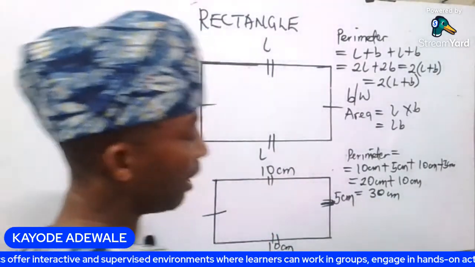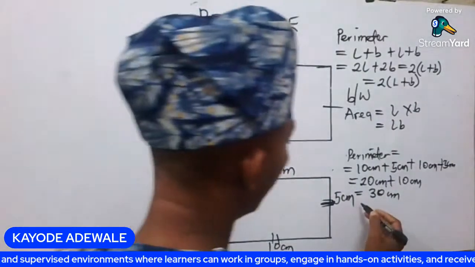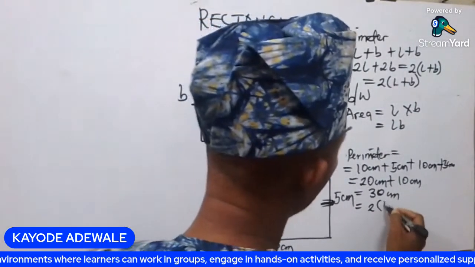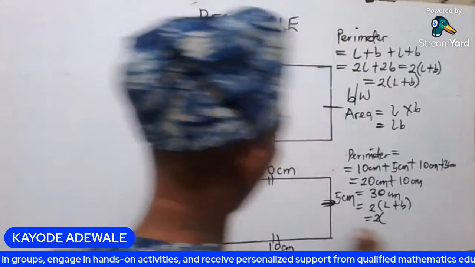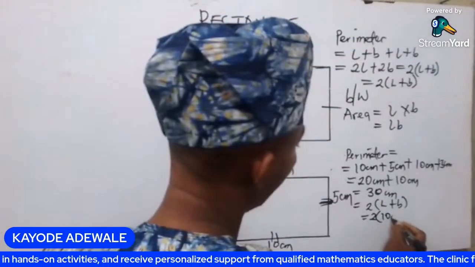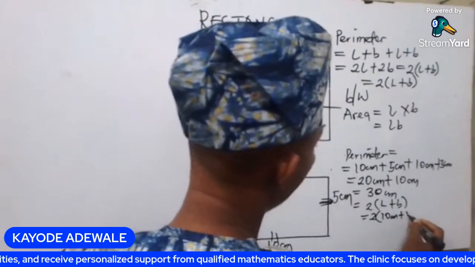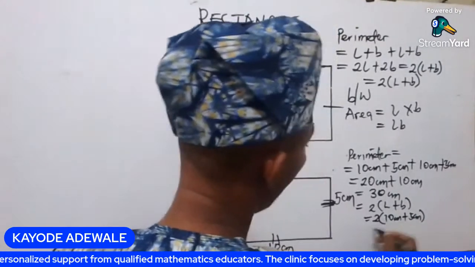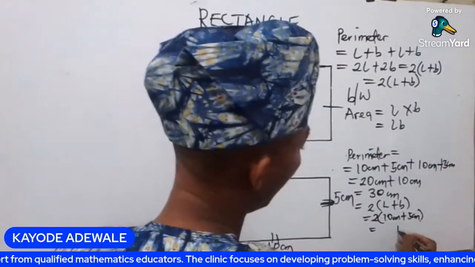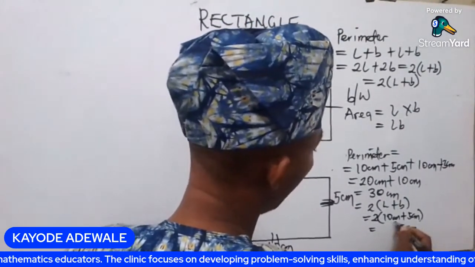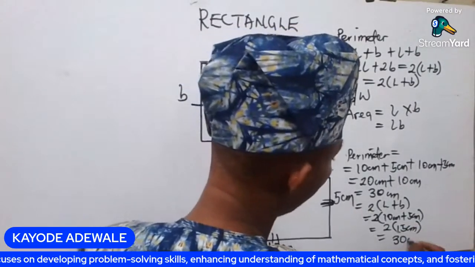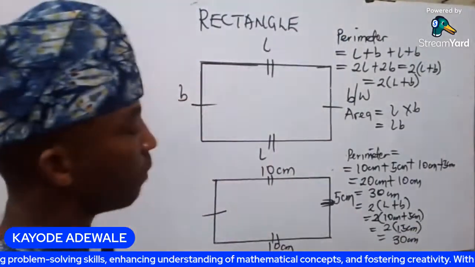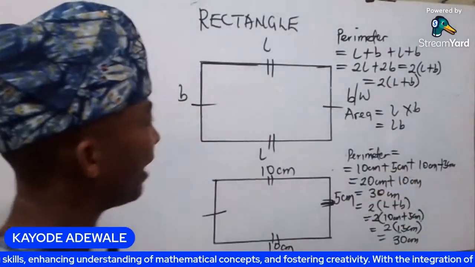It means the perimeter of this shape is 30 centimeters. If you use the formula, 2 times length plus breadth, our length is 10 centimeters and our breadth is 5 centimeters. When you add 10 plus 5, that gives us 15 centimeters. So 15 centimeters multiplied by 2 will definitely give us 30 centimeters. Even if you use this formula, you still get the same thing.